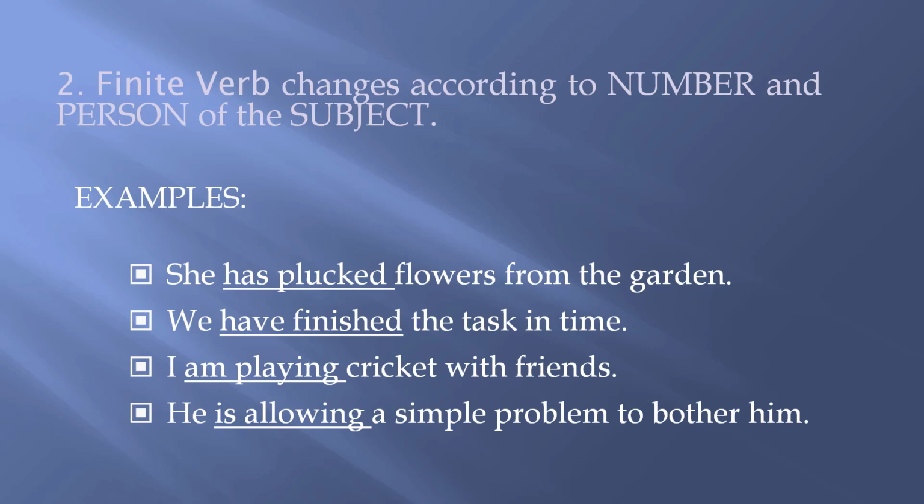We have finished the task in time. In the second example, the subject is we. It is first person plural. I am playing cricket with friends. In this example, I is first person singular. In the last example, he is allowing a simple problem to bother him. He is a third person singular.